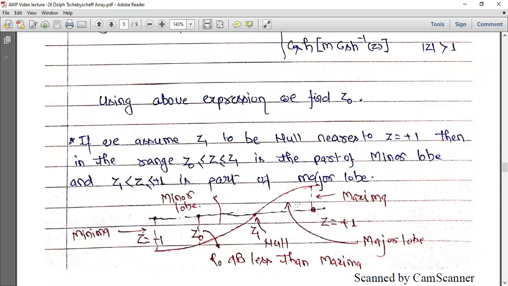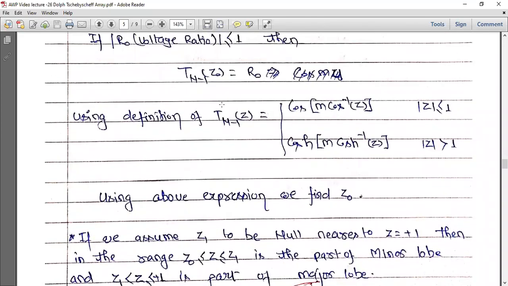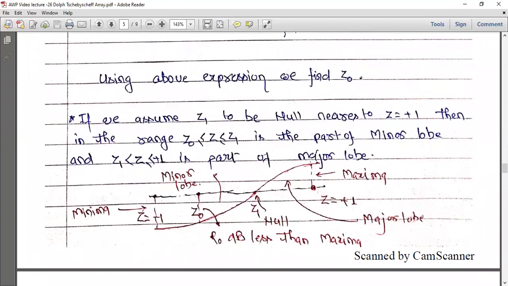And as you start reducing this value of z, you find that the Chebyshev polynomial starts decreasing, and at z equals z1, you find a null. Okay, so z1 is the null. And as you further reduce the value of z, you reach z equals z0. What is z0? We have found z0 in the previous step. Z0 is the value of z at which the magnitude becomes R0 dB less than the maximum value. That means it will be R0 dB less than this maximum value here.